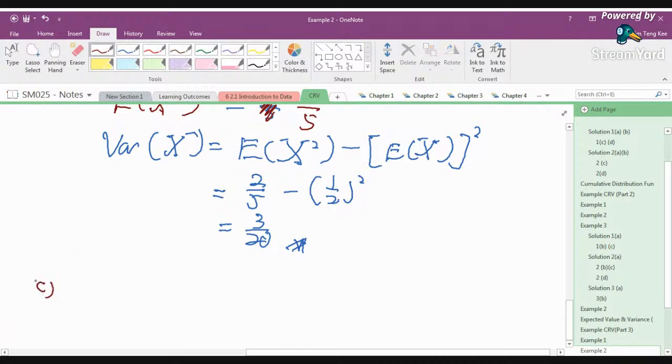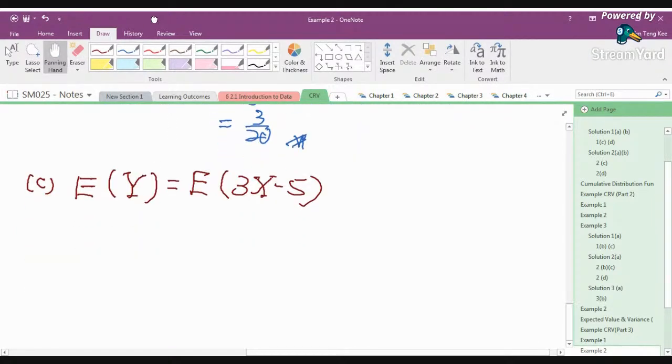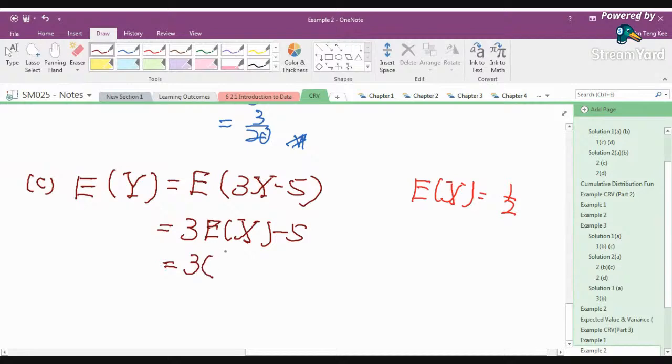Lastly, part C. I would like to find out E(Y) and also Var(Y), where E(Y) is equal to E(3X minus 5). In order to get this answer, I need to make use of my E(X) answer from the previous part, which is 1 over 2. So how to get this answer? By using properties, 3E(X) minus 5. So 3 times 1 over 2 minus 5 will be our result, which is negative 7 over 2.